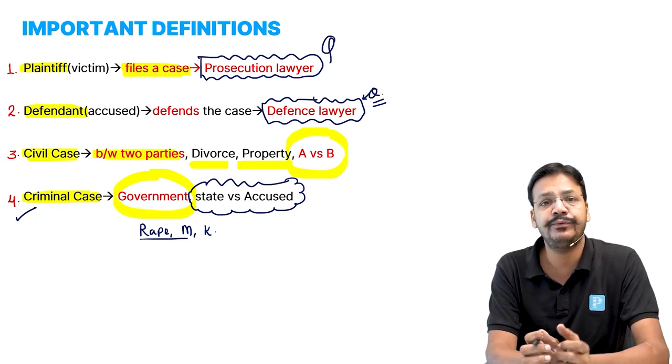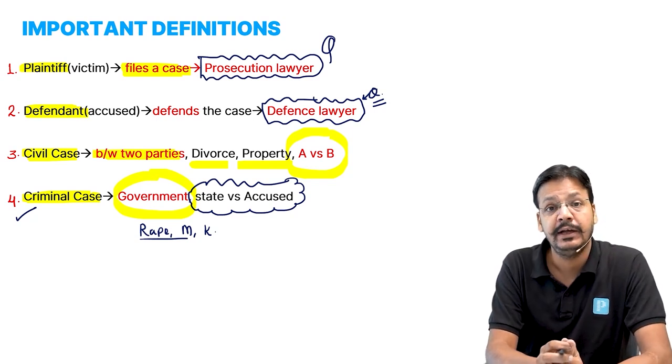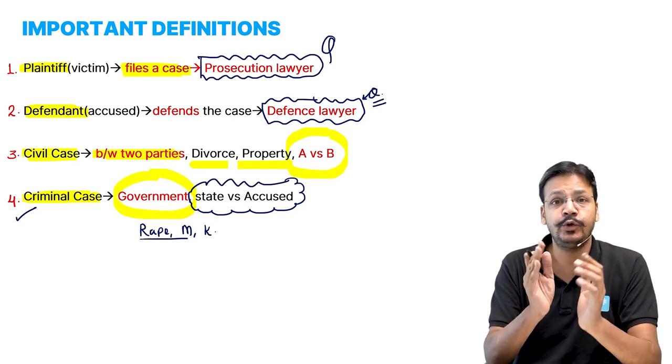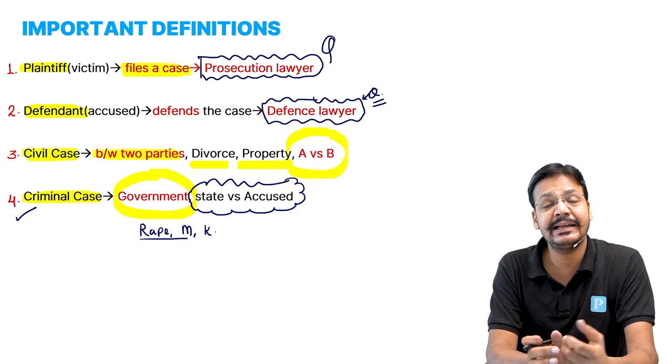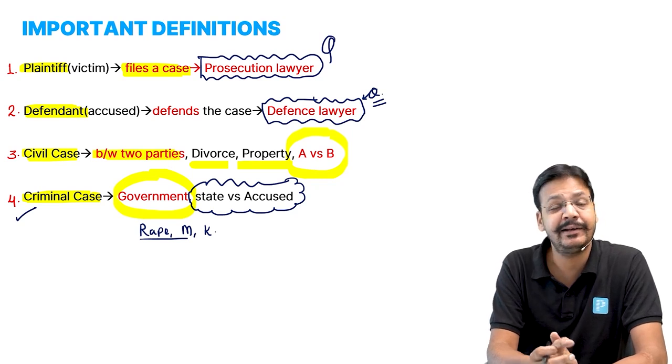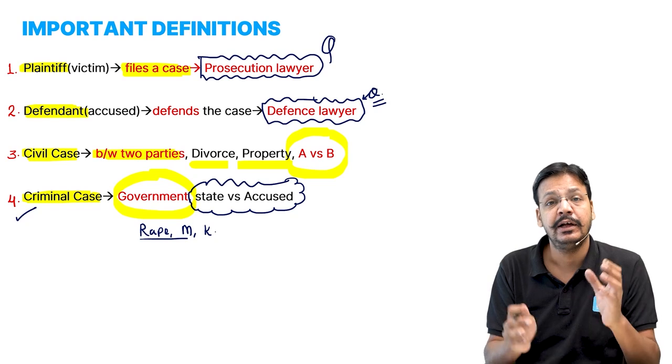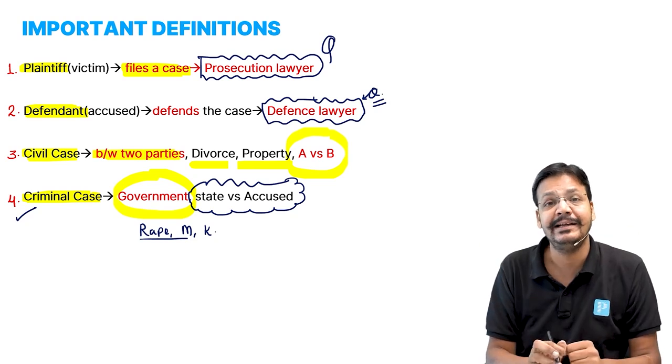So just remember 4 very, very important definitions. A person who files a case is a plaintiff; one who defends the case is a defendant; a case between two parties is a civil case; a case against the government is a criminal case, like rape, murder or kidnapping. So whenever you say state versus someone, that is a criminal case. Ram versus Shyam would be a civil case.